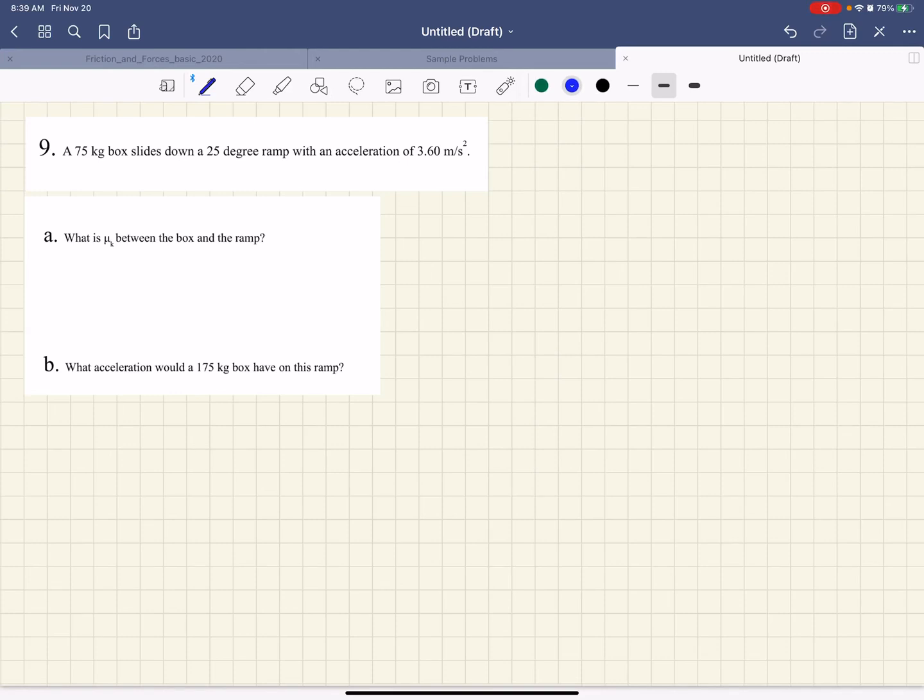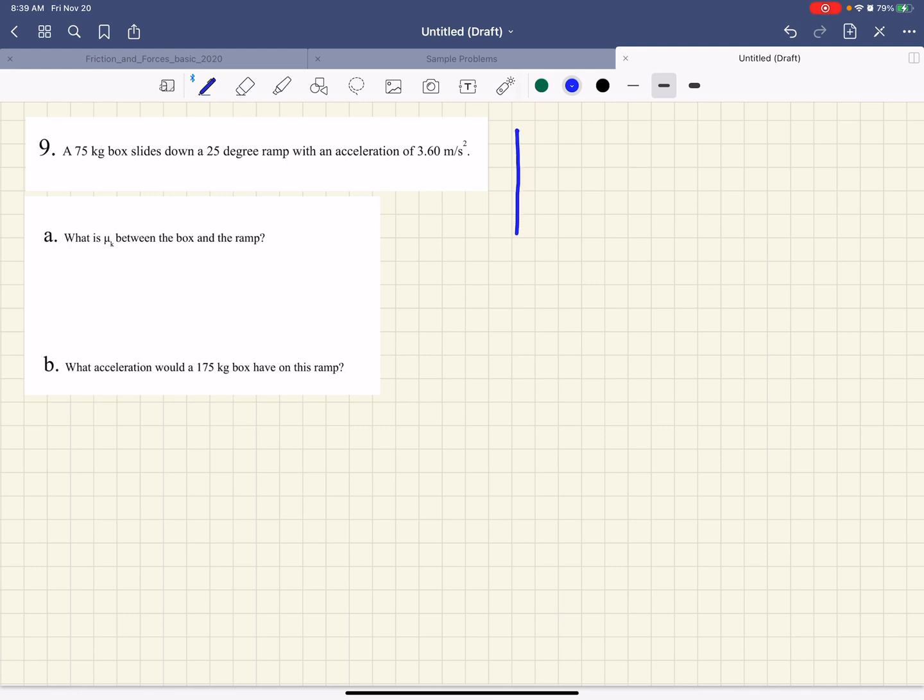Okay, so I'm going to be doing a solution for number 9 on today's assignment. This is the second half of the worksheet. I assigned 1 through 7 yesterday, so this is 8 through 11. And remember, you don't have to do 12, but this is number 9. So it's a 70 kilogram box that slides down a 25-degree ramp.